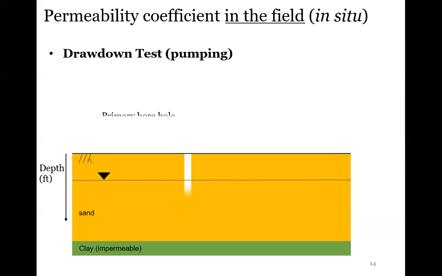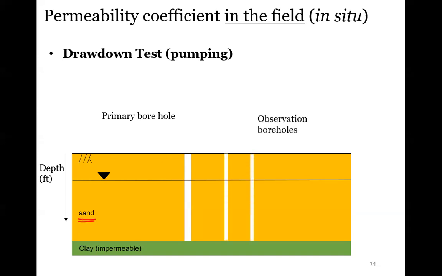But basically, what we do is we first drill a primary borehole. And then what we want is the permeability coefficient of our sand. So we'll have this primary borehole, and then we'll also drill at least 2 observation boreholes. You can't just have one, you need at least 2. So if our groundwater table is at that location and this is a sandy aquifer, after we drill these holes, we should expect the water to rise up to this height, right?